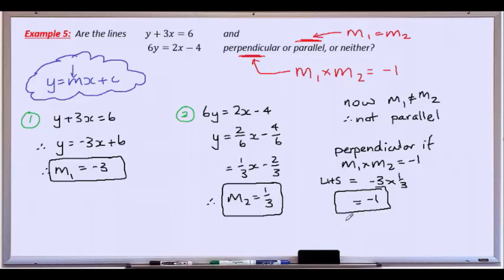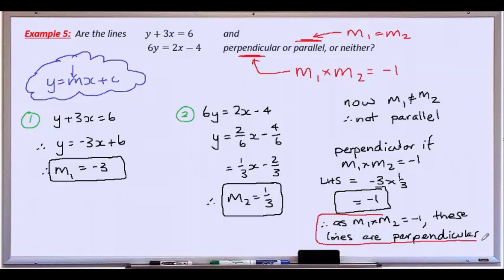So now I'm going to send a final message to the examiner that says, I know that -3 times 1/3 is -1, and that if -1 is the product of the two gradients, it's perpendicular. I can say as m1 times m2 equals -1, these, let's try and spell it correctly, lines are perpendicular. And now I've completely answered the question and I've shown my reasoning. I've even put it in a good red box for the examiner to find easily, and that will send them into joy and raptures.